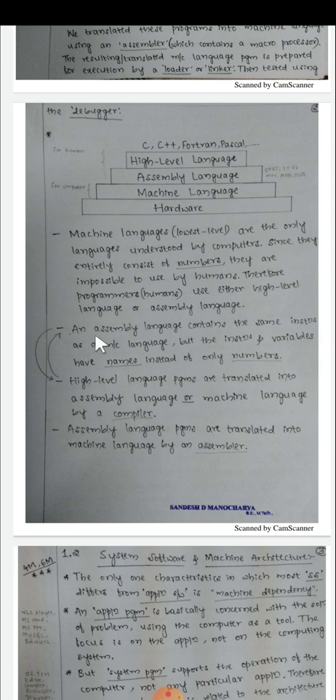And assembly level language contains the same instructions as machine language, but instead of zeros and ones it contains some mnemonic instructions. Instructions and variables have names instead of only numbers. Assembly level language programs are translated into machine level language by an assembler. Assembler is also one example for system software.